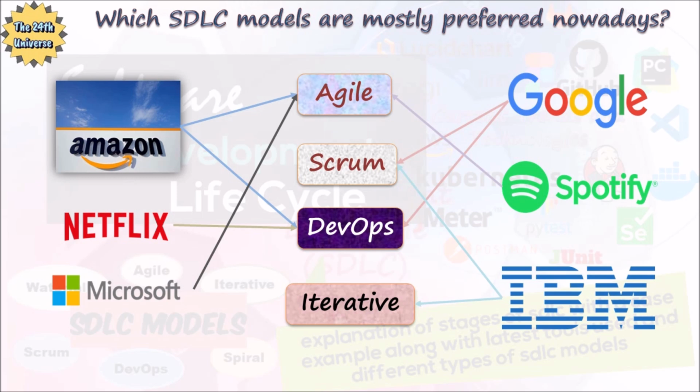Why SDLC matters is that the SDLC ensures that software is built in a structured and systematic way, reducing errors and ensuring high-quality outcomes. By following SDLC, teams can deliver software that meets users' needs efficiently and maintain it over time.